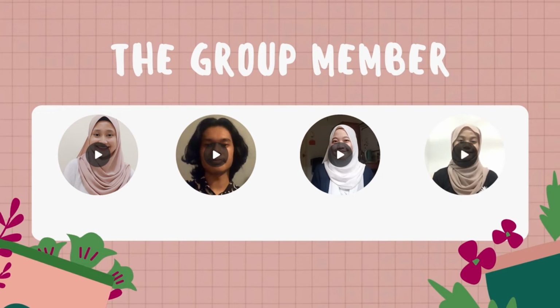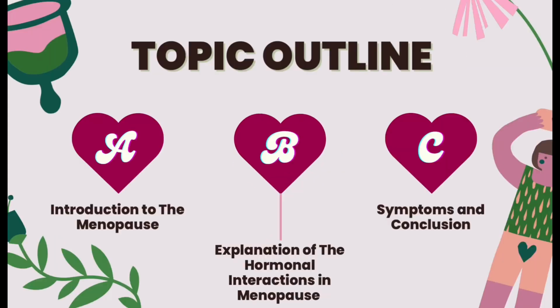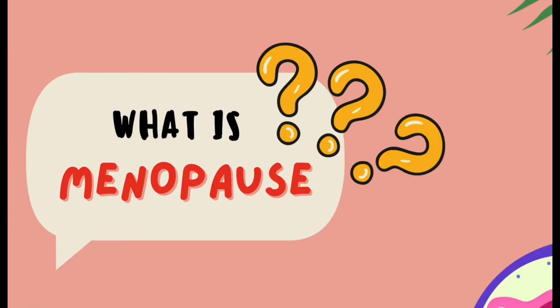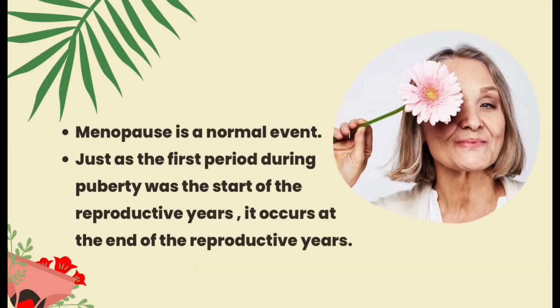Let's talk about menopause. So today we are going to learn many things about menopause. What is menopause? A woman's menopause occurs when she has reached the end of her menstrual cycle. In this condition, the menstrual period has been absent for 12 months, also called amenorrhea. Biologically, menopause is a normal event.